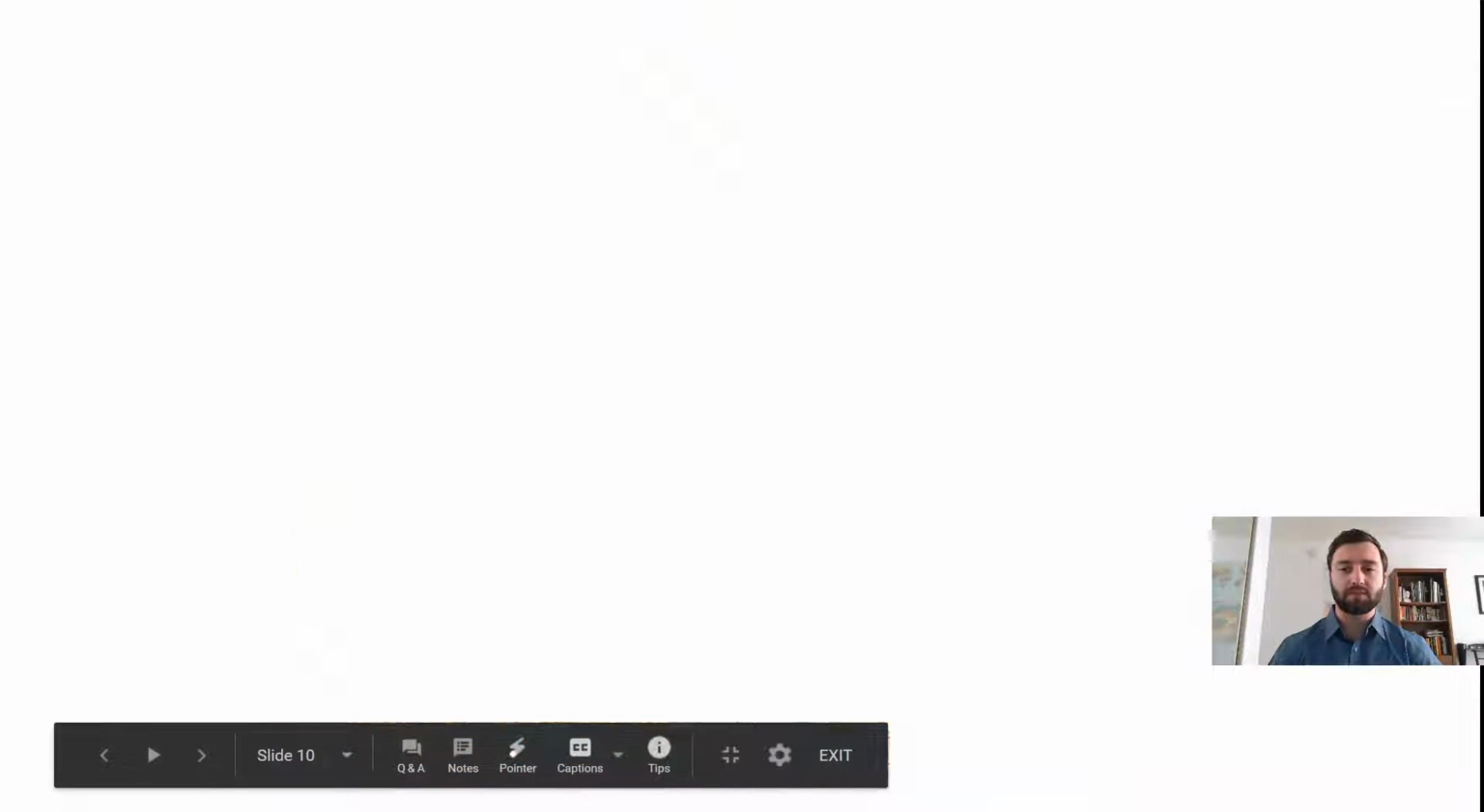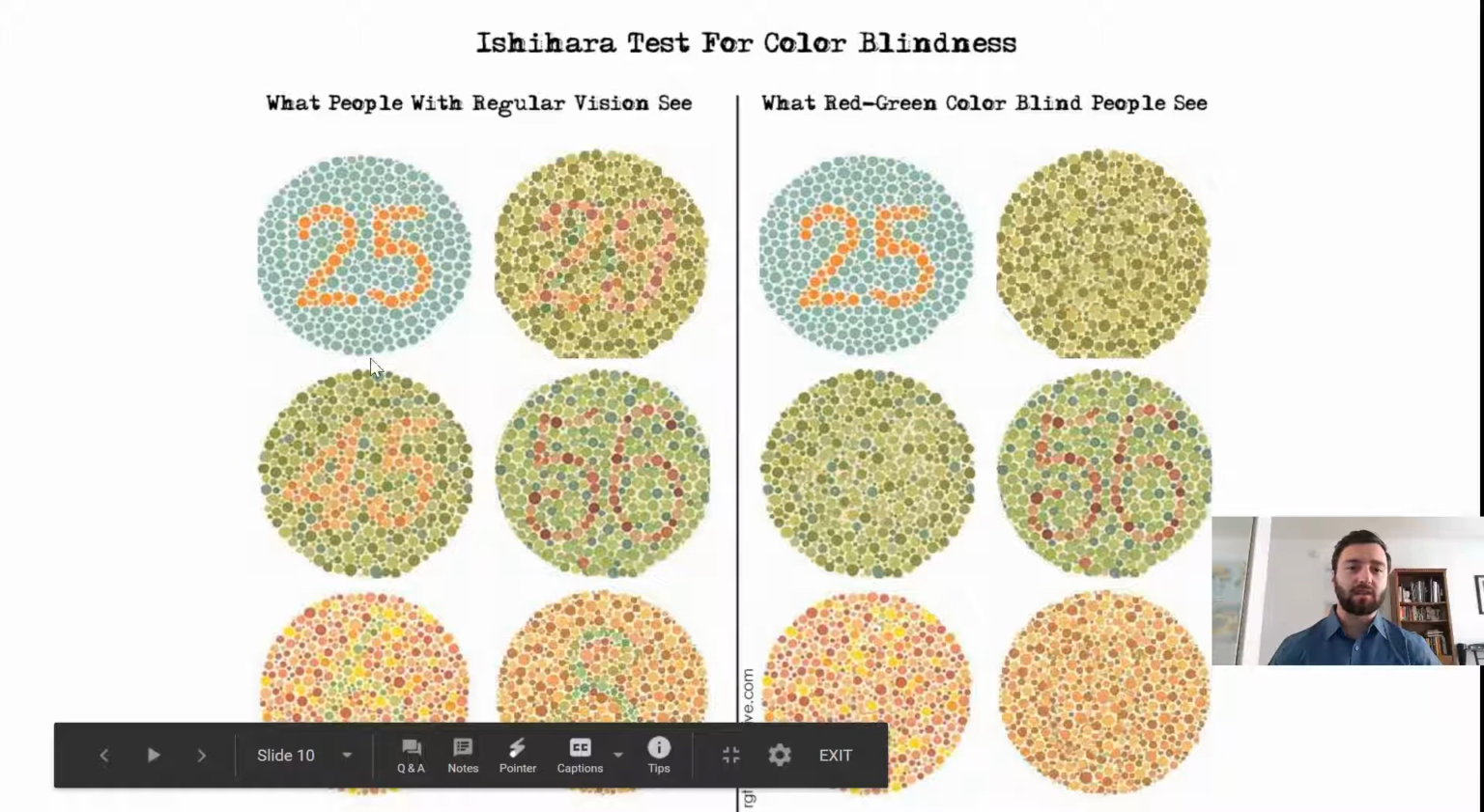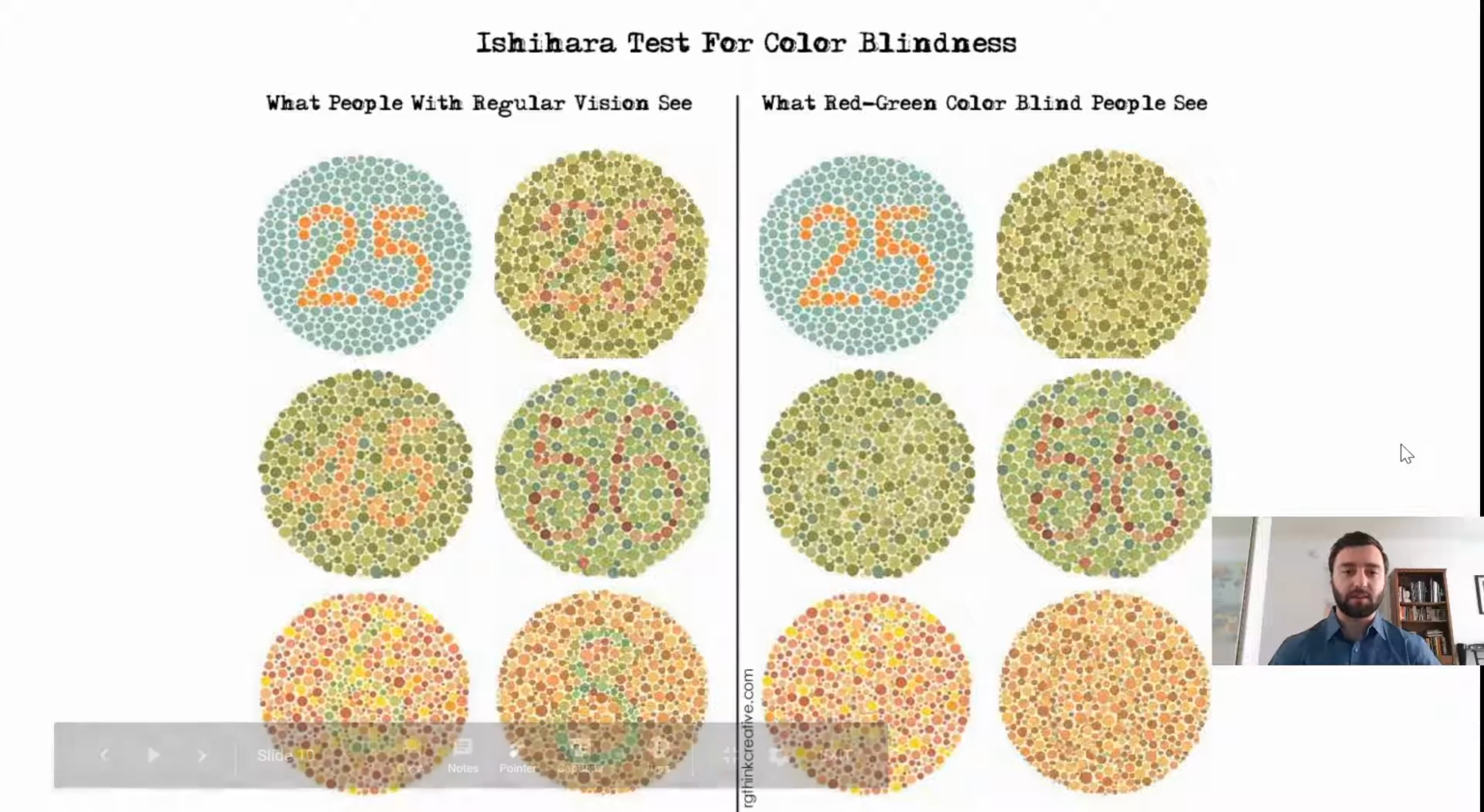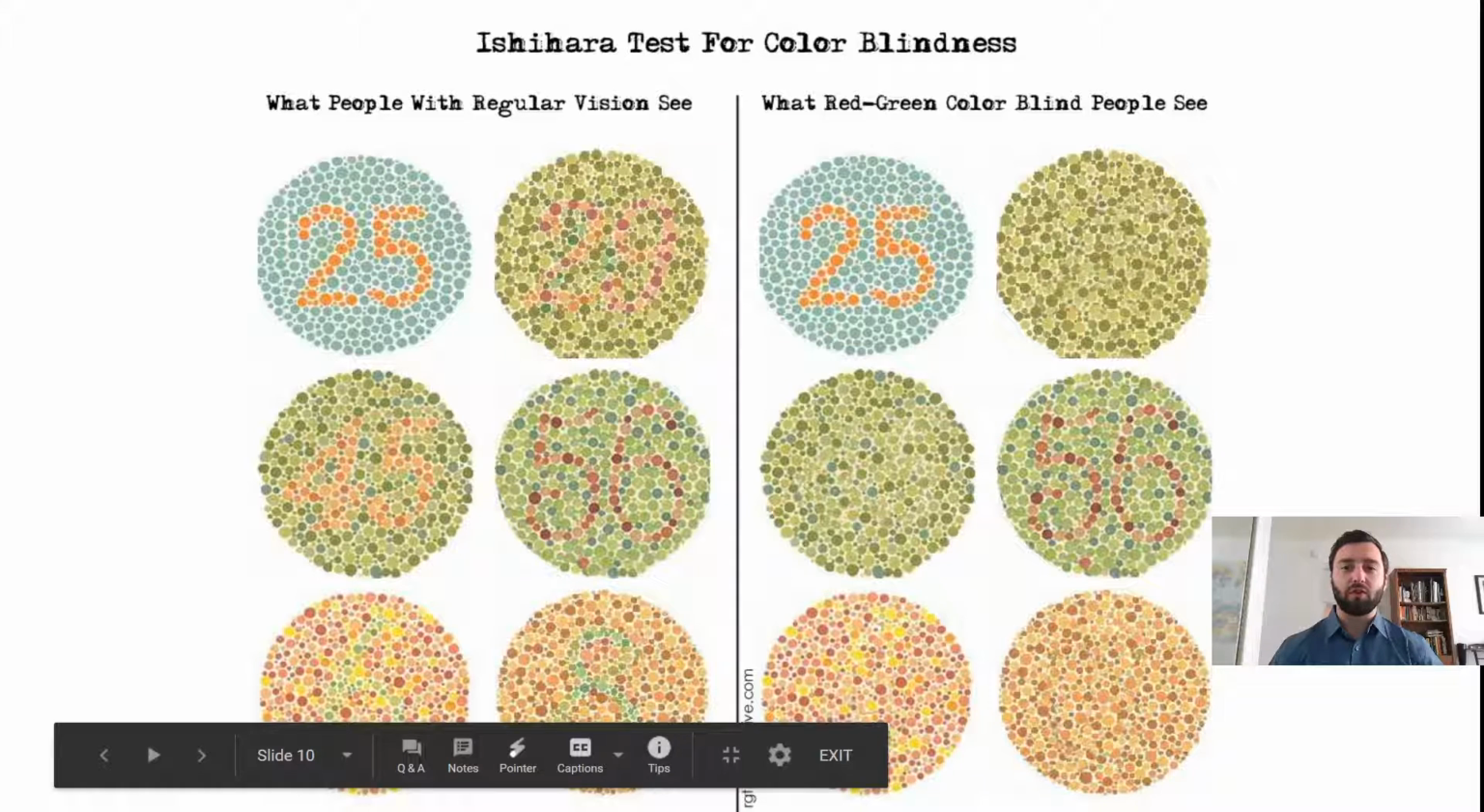Otherwise, you can watch it afterwards. So here's kind of a comparison here. If you are not colorblind, when I look at this, I pretty much see the same thing for a lot of these. But if you have completely perfect color vision, right?